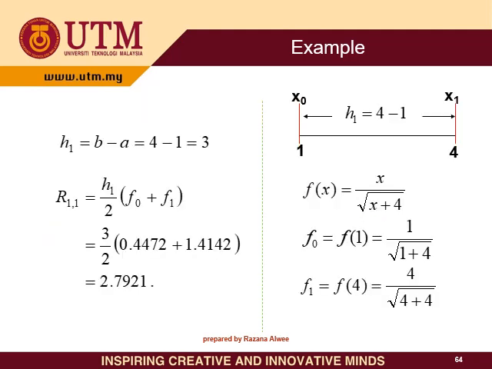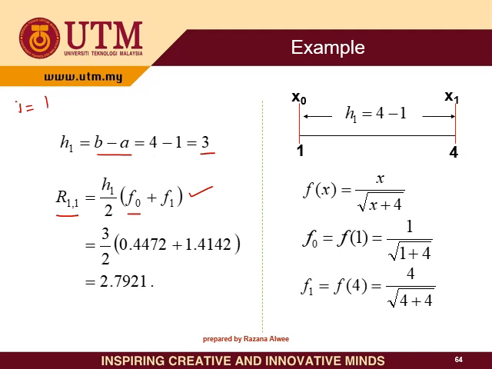Now the first thing we need to do is find R11. How to find R11? We use our trapezoidal rule. So you know, for I equals 1, our n is also 1, right? Then you find your h by finding your b minus a. 4 minus 1, which is 3. Your h1 is 3.